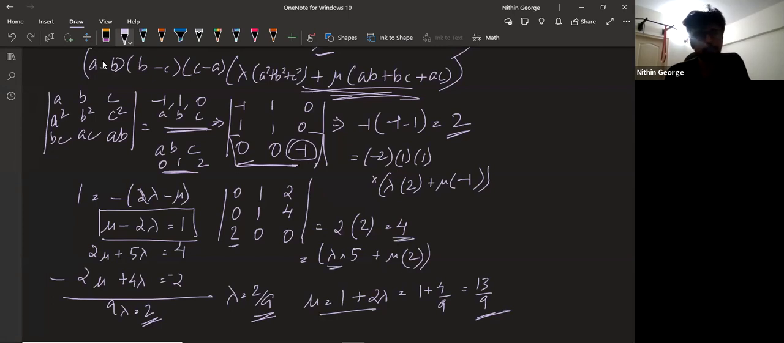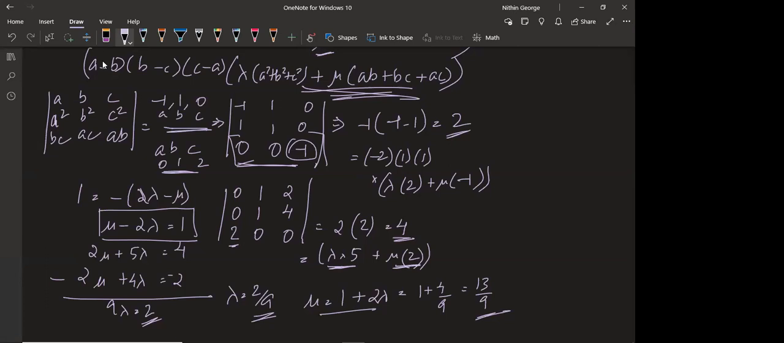And then I substitute the values of A, B, and C as 0, 1, and 2 into this. So A becomes 0 square, B square becomes 1, C square becomes 4. So it becomes 5 lambda here. Now, mu becomes, the A terms will become 0, and BC is 2. So 2 mu is there here. So you get 2 mu plus 5 lambda equal to 4. Yeah, that's what you're getting.